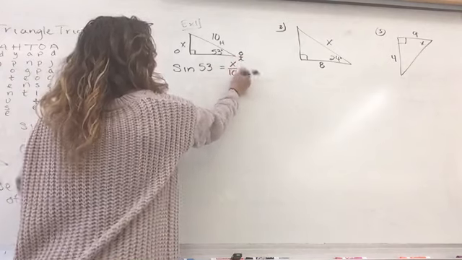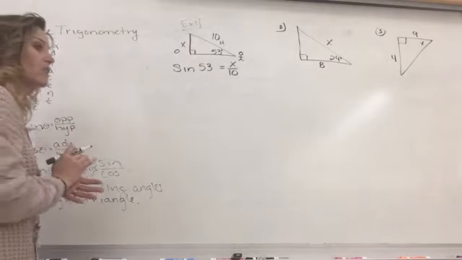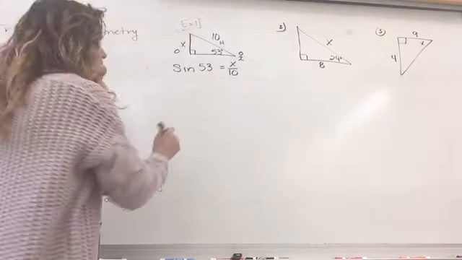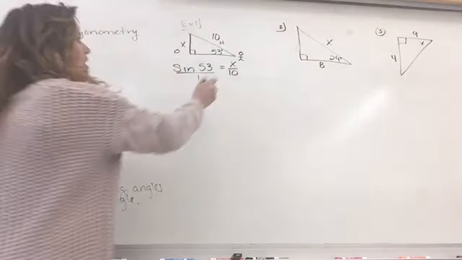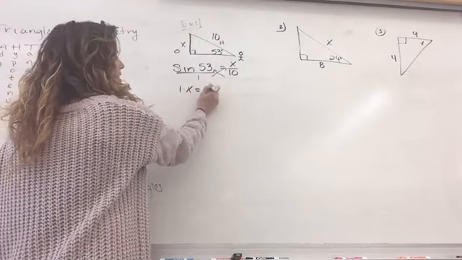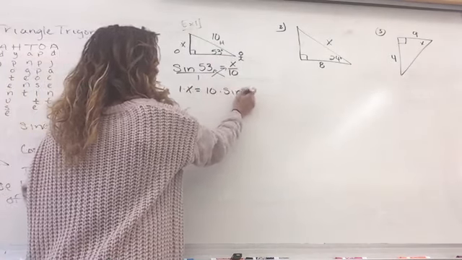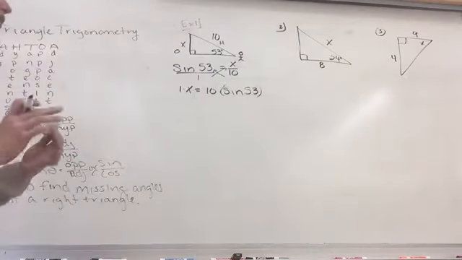opposite over the hypotenuse. Now, from here, we need to use our calculators. You will need a scientific calculator. If you don't have one, you need to come to class with one. We're going to set it up as a proportion, and I'm going to cross multiply. So that gives me 1 times x equals 10 times the sine of 53 degrees. You've got to remember, those two things go together. You can't separate them.